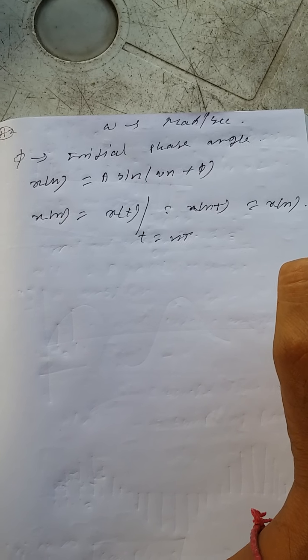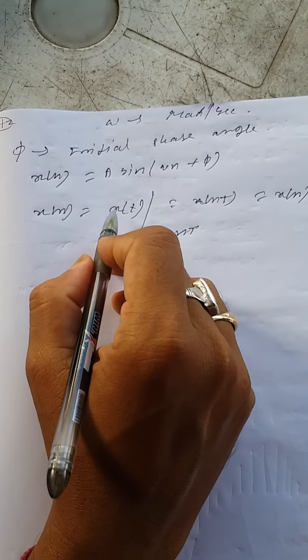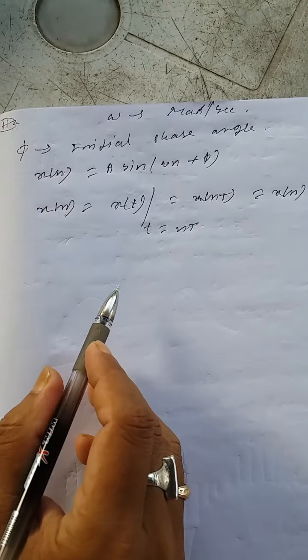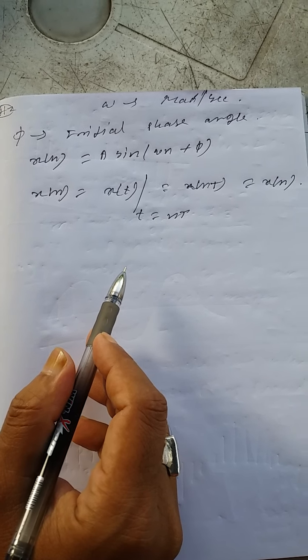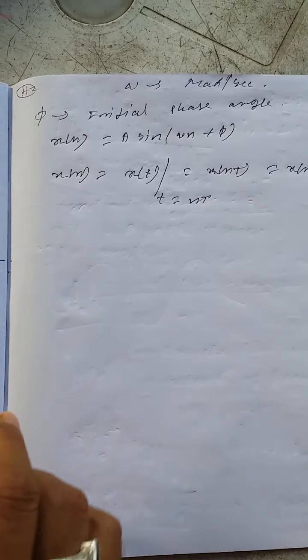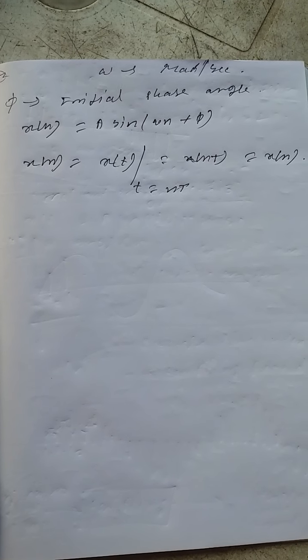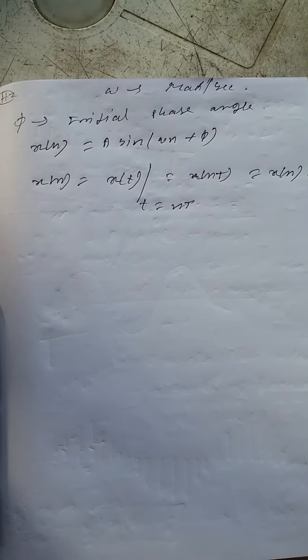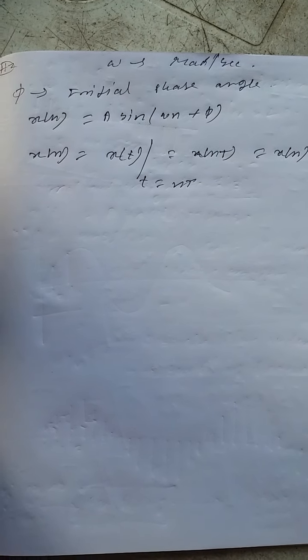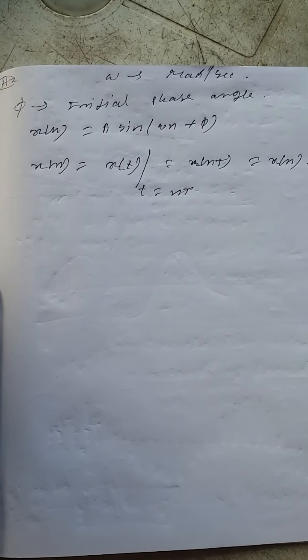So we are converting a continuous time signal into a discrete time signal by adopting this process of sampling. So this is the process of sampling. Another process is called quantization. Quantization is the process of converting a discrete time signal into a digital signal. You will read that portion in your upcoming semester in digital signal processing. So just remember the process of sampling.